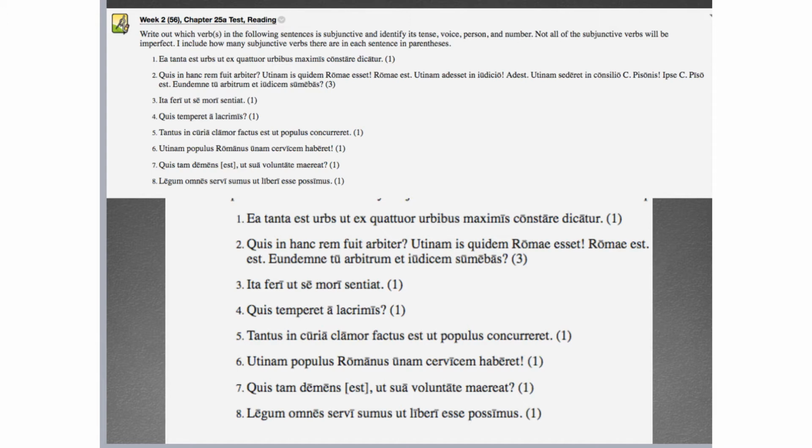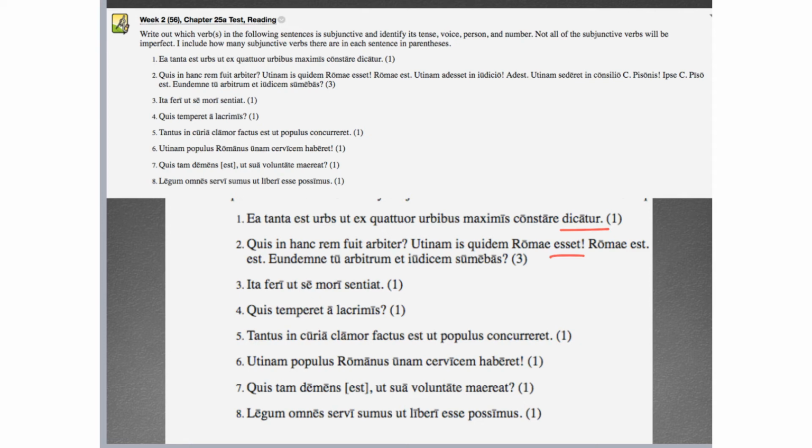All right, so we're not translating, we're just writing out which verbs are subjunctive. And then you're identifying tense, voice, person, and number. So for instance, number 1, dicatur is subjunctive. So present, passive, third person, singular. All right. So number 2, I'll just do this one. Esset is subjunctive. Imperfect, active, third person, singular.